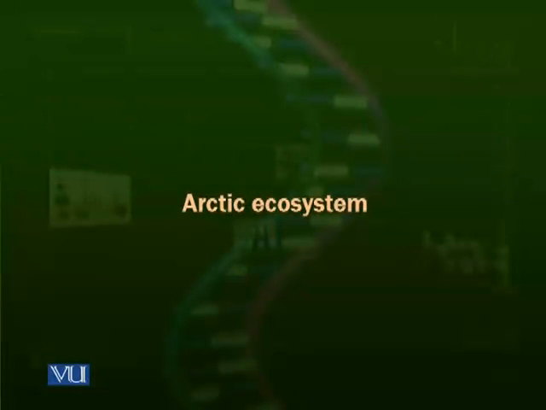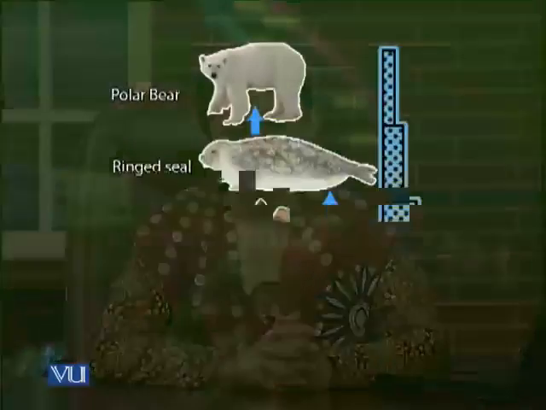Now look at an Arctic ecosystem. You know that the Arctic ecosystem is very, very cold. The Arctic area is full of snow, has snowfall many times, and has very cold temperatures. Some specific life forms exist there. We look at a food chain in an Arctic ecosystem.